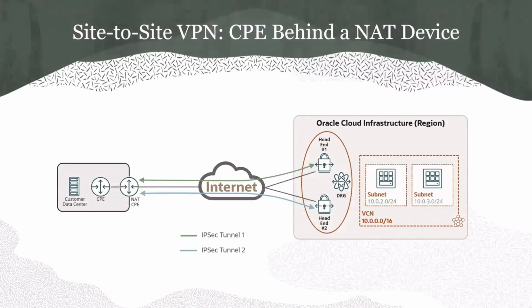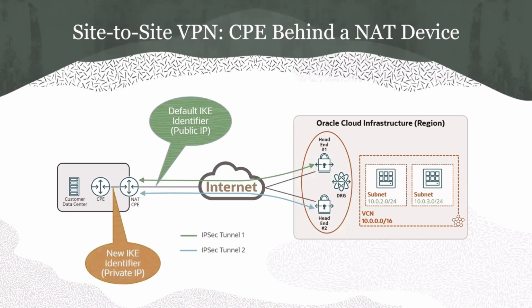So when your customer premises equipment is behind the NAT device, because the default Internet Key Exchange identifier is the public IP address of your customer premises equipment, if it is behind the NAT device, you need to configure a new Internet Key Exchange identifier, which is going to be the private IP of your customer premises equipment.